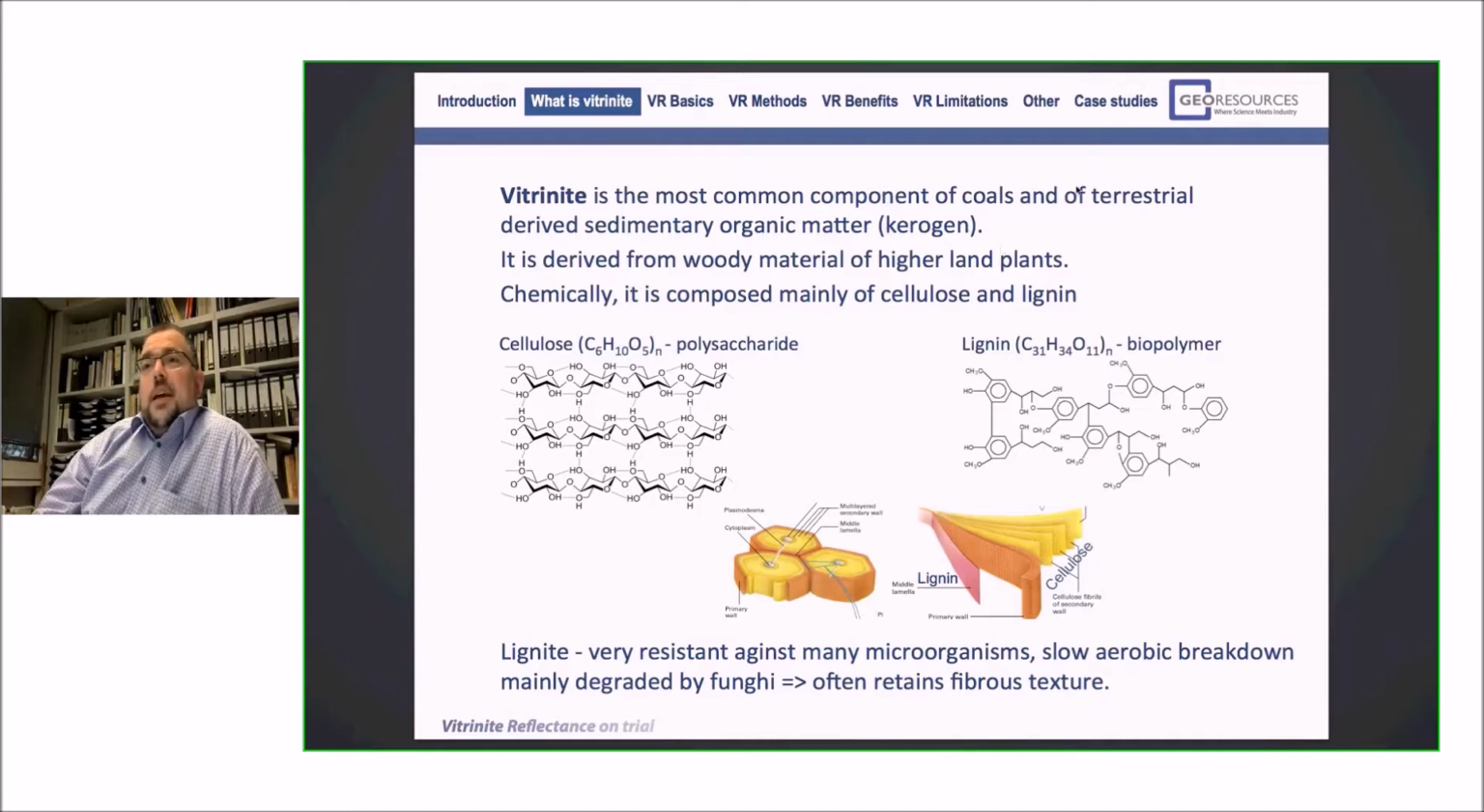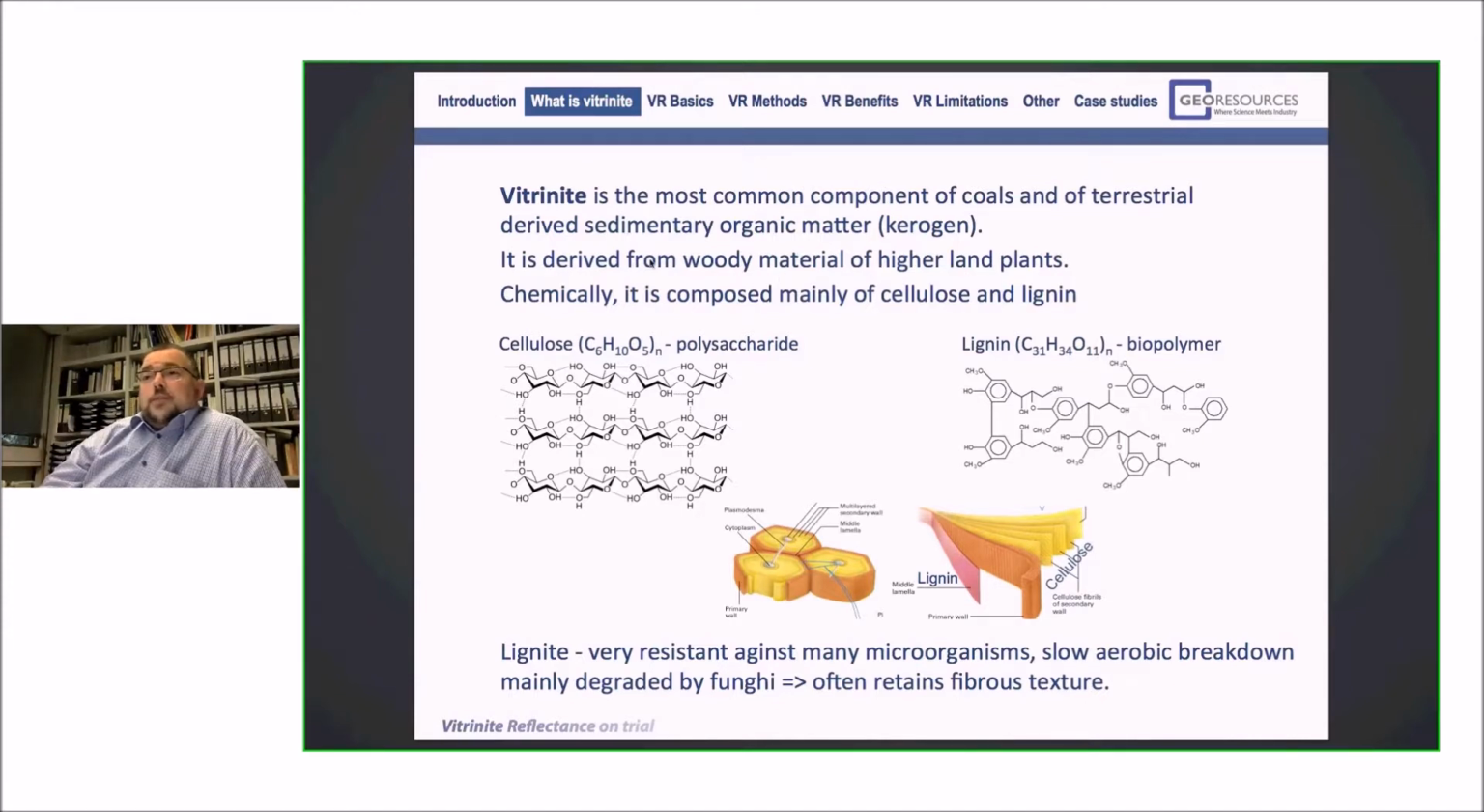So here it already says terrestrial derived sedimentary organic matter. It's terrestrial in origin. It is derived from woody material of higher land plants. And this will have some consequences that we will see a little bit later in the talk on the availability of vitrinite. Chemically, it's composed mainly of cellulose and lignin.